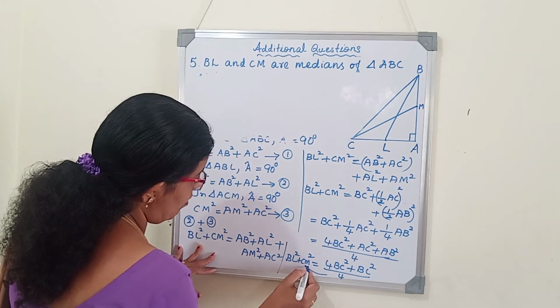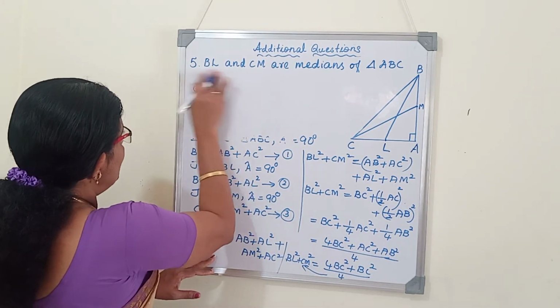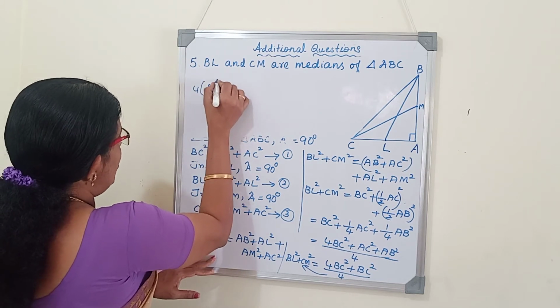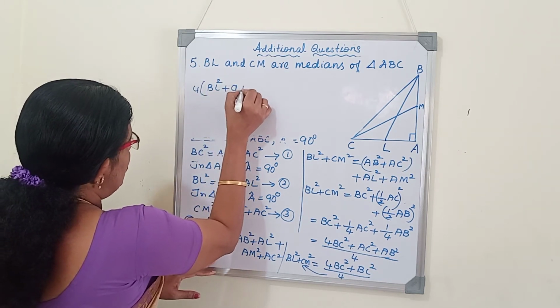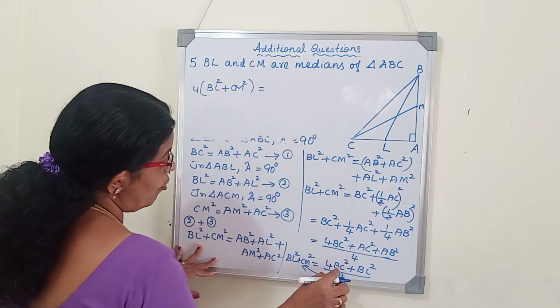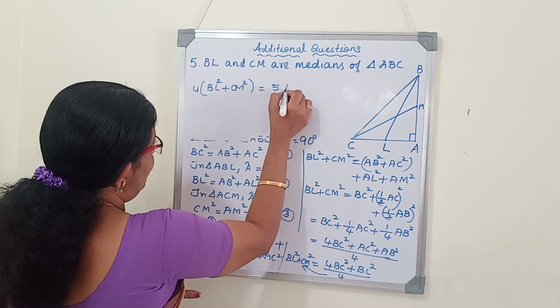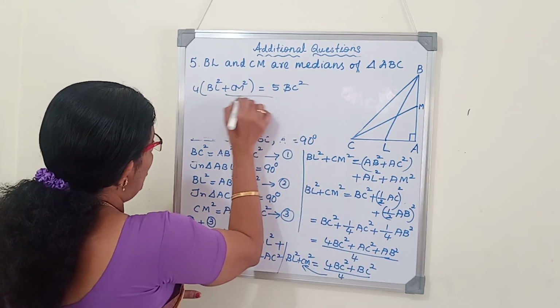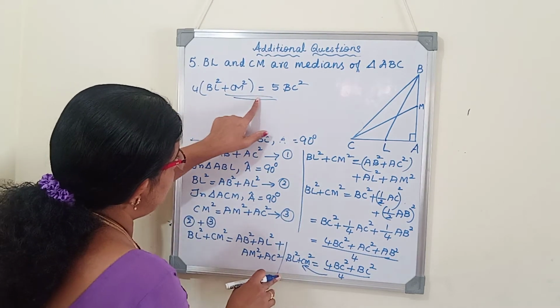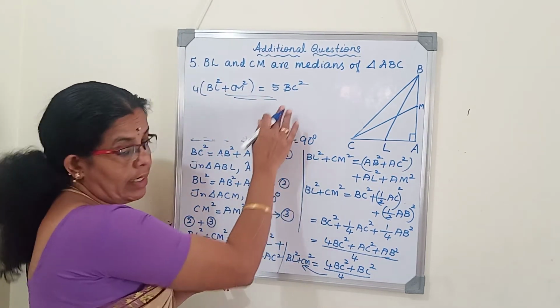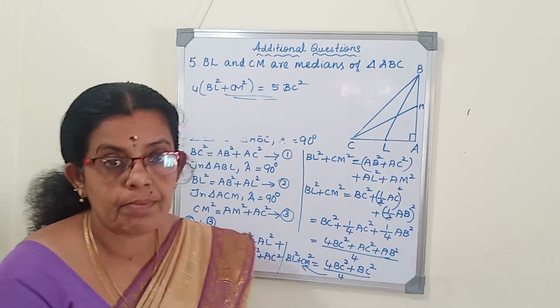When you cross multiply, we will get 4 into BL square plus CM square is equal to 4 BC square plus BC square, which is 5 BC square. So we prove that 4 into BL square plus CM square is 5 BC square. Carries 3 marks, very important question.